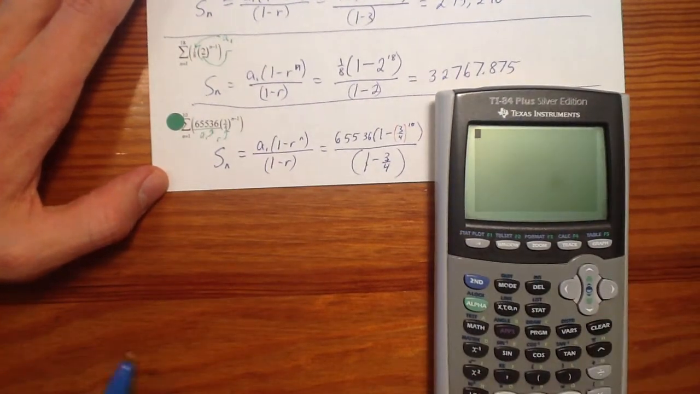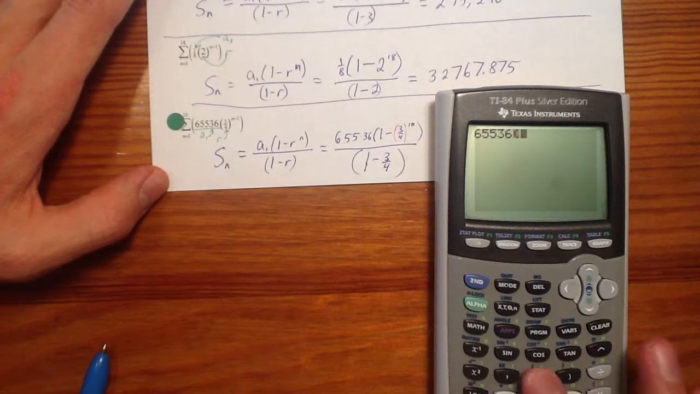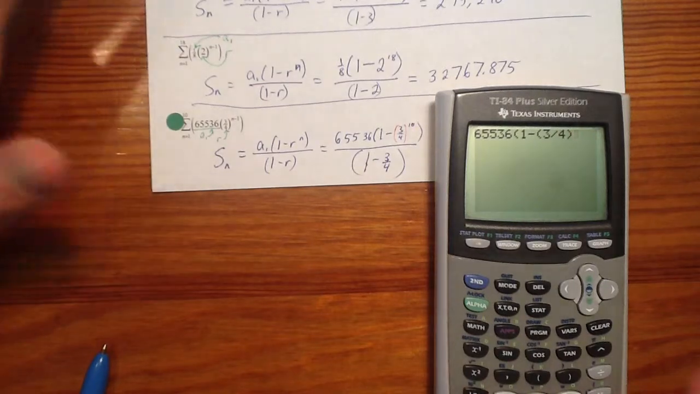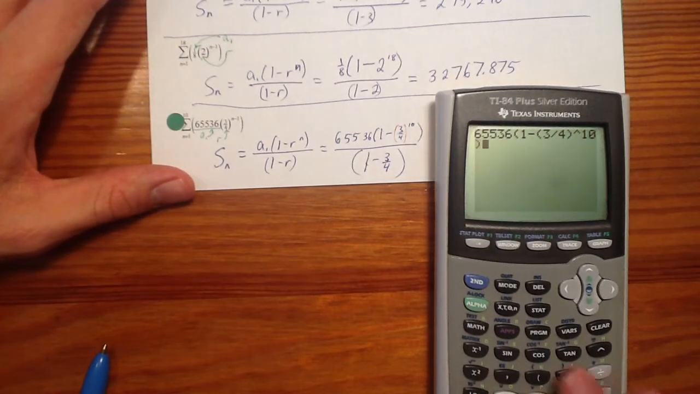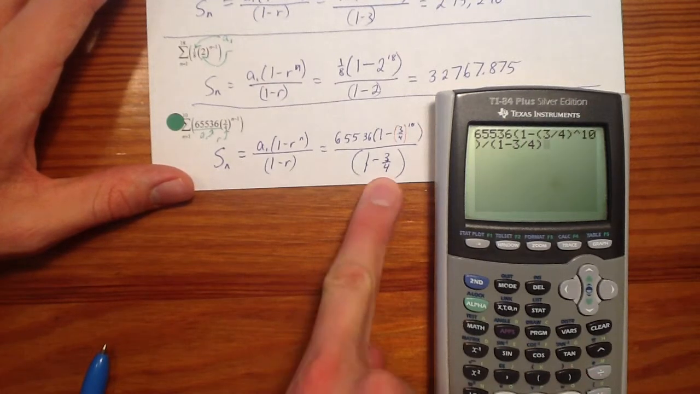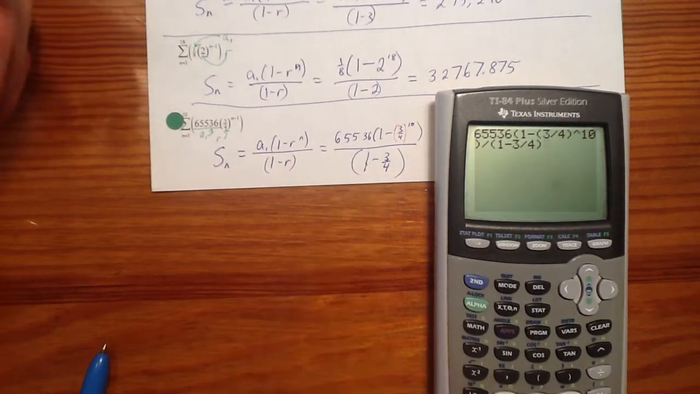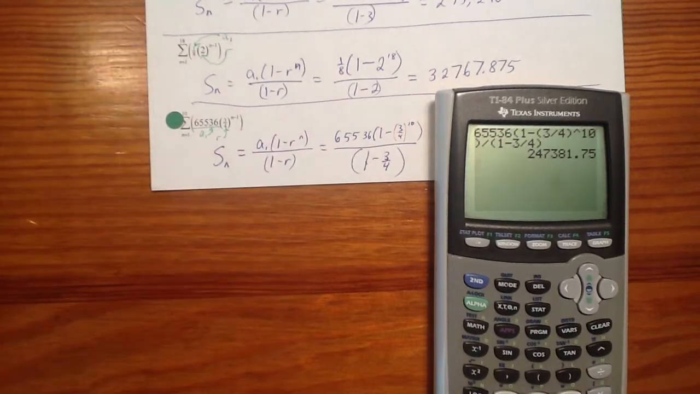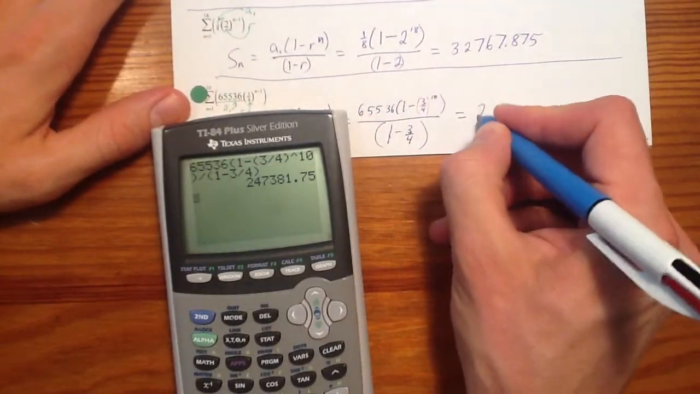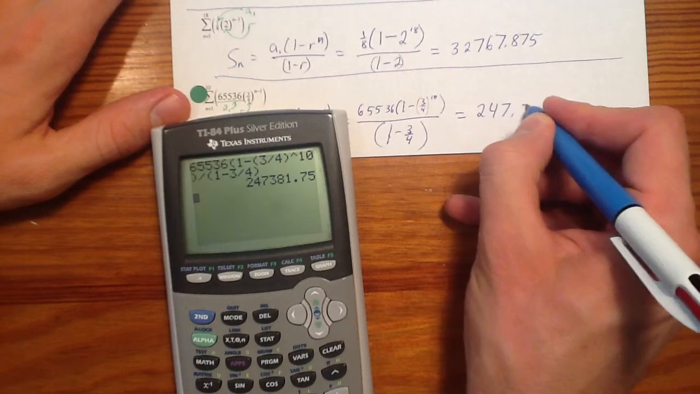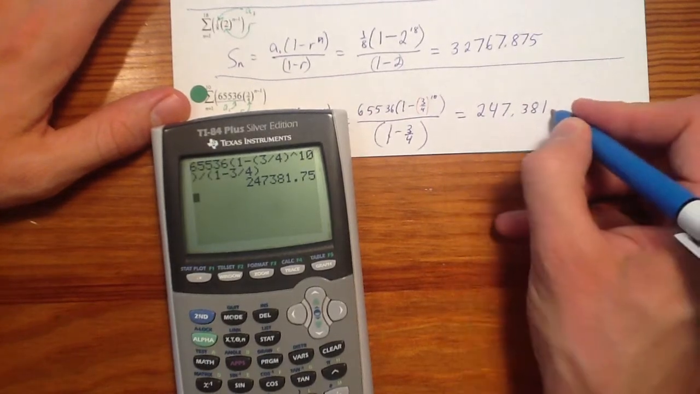Here we go. 65,536 times 1 minus 3/4 collectively, in parentheses, to the 10th power, divided by 1 minus 3/4. That one doesn't need to be in parentheses because it's not getting raised to a power. The calculator knows the order of operations. There we go, we got it. $247,381.75. There we go.